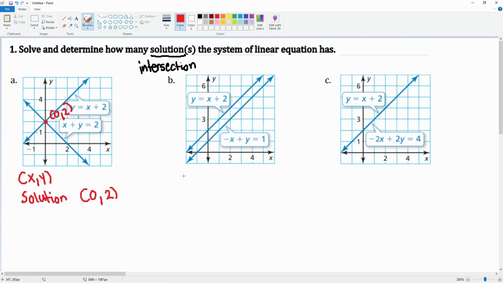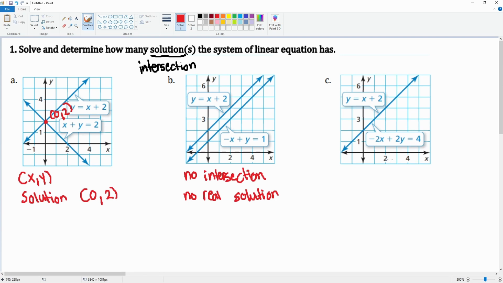For B, notice here there is no intersection because the lines are parallel. Therefore, this has no real solution. If you try to get two numbers here for x and y, none of it would be valid.